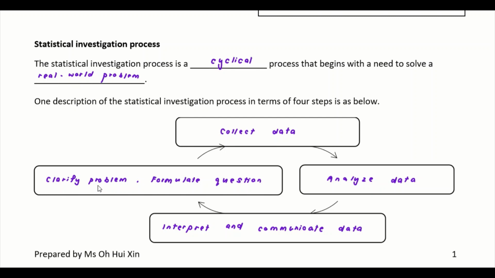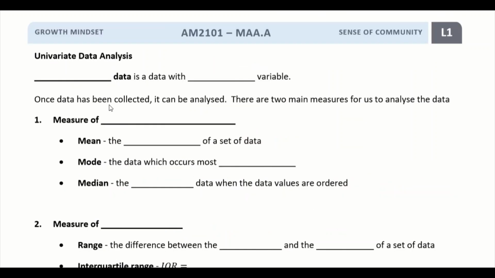So now we'll be looking at univariate data analysis, just to do some revision on what you have learned previously. All right, so univariate data analysis. When we talk about univariate data, you can look at the word as two parts: uni meaning one, and variate meaning variable. So univariate is basically data with only one variable. A very good example of univariate data would be when I want to investigate the height of the students in the Math Application class.